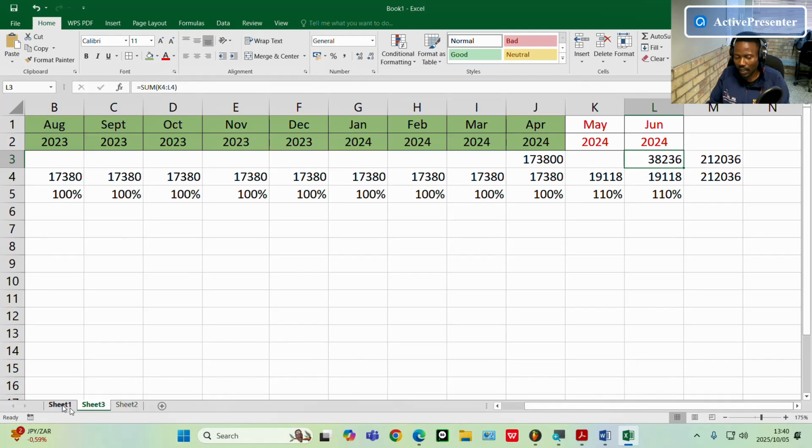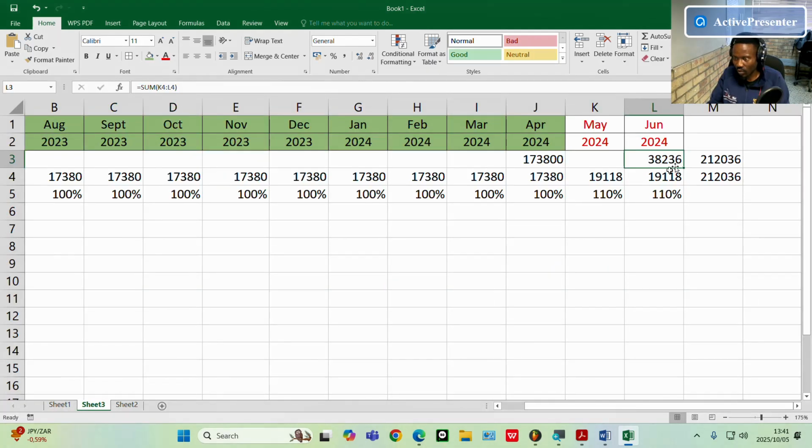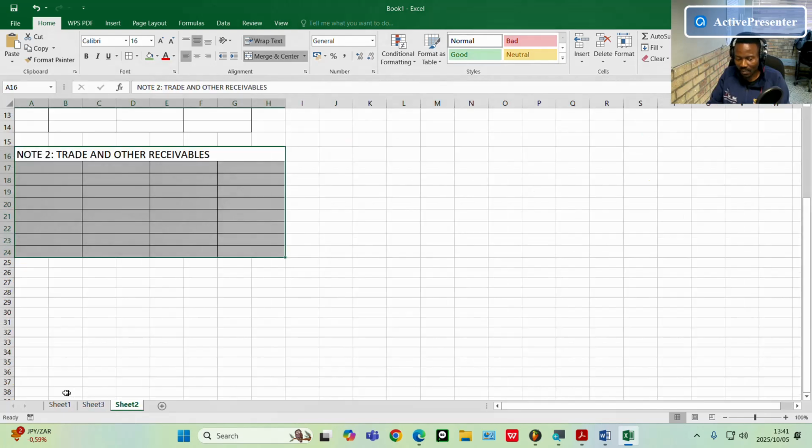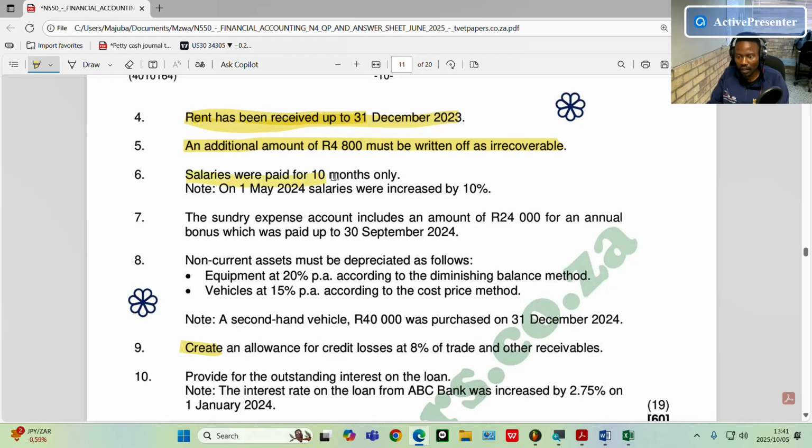So meaning this calculation now is actually an accrued expense. We have not paid yet. We still owe it to the employees. So when you take a calculator and you say 173,800 divided by 10 times 110%, close bracket, then times 2, you're going to get 38,236, which is the accrued expense. We move. We are done with this.